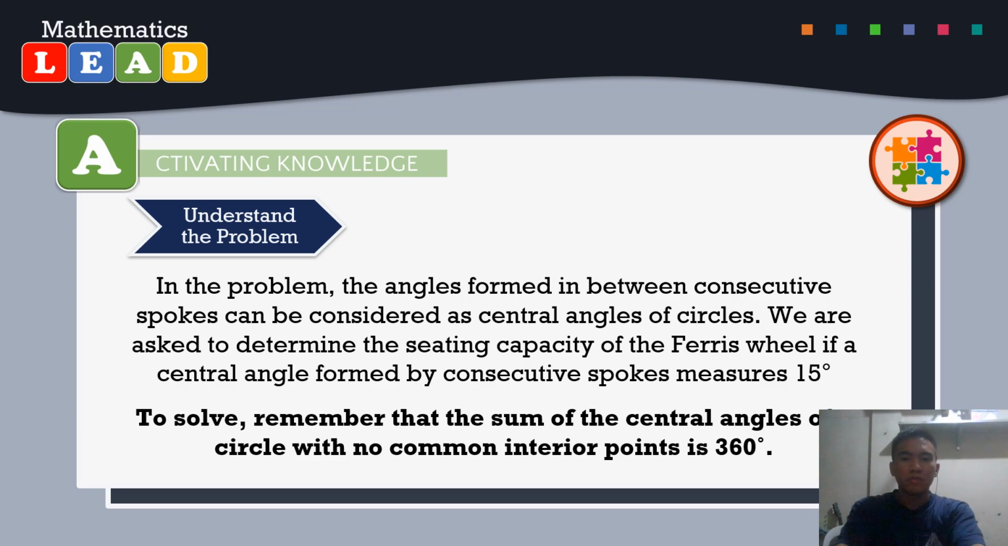In the problem, the angle formed in between consecutive spokes can be considered as the central angle of a circle. We are asked to determine the seating capacity of the Ferris wheel if a central angle formed by consecutive spokes measures 15 degrees. To solve, remember that the sum of the central angles of a circle with no common interior points is 360 degrees.